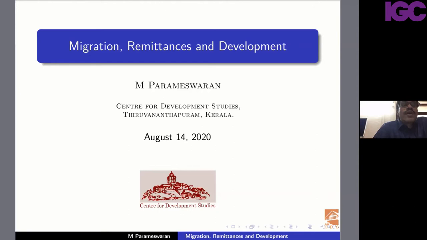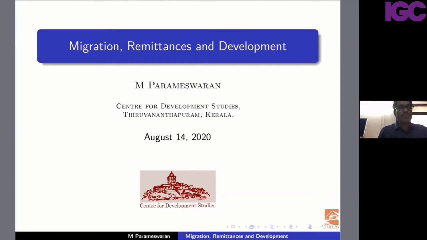That report essentially considers around eight dimensions, including material prosperity, health, education, governance, environmental aspects, social security, and so on. So development is a multidimensional concept, not only confined to economic development. However, in this lecture, we mainly focus on economic development. At the end, we may have some discussion on the impact of migration and remittances on other aspects of development.